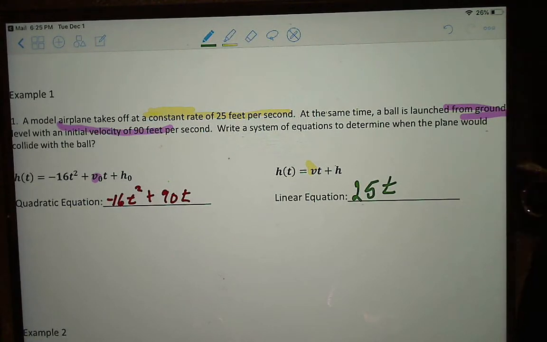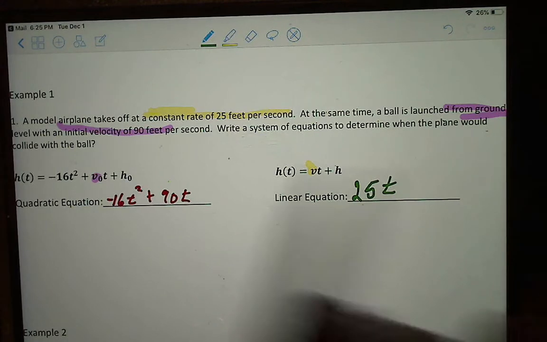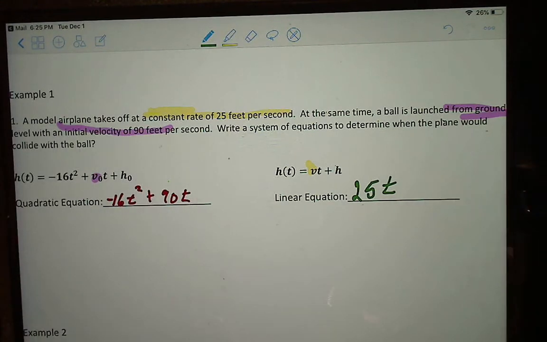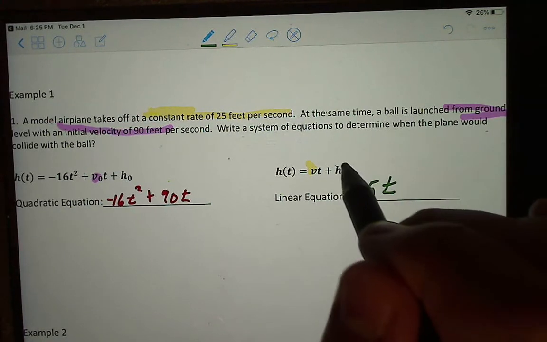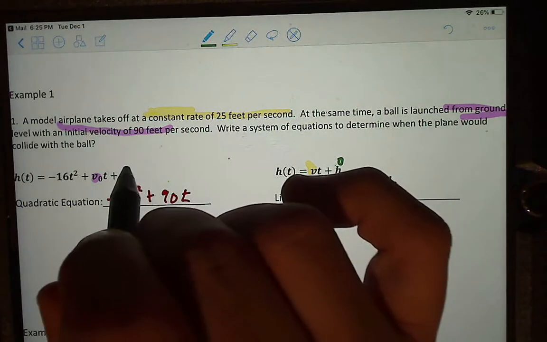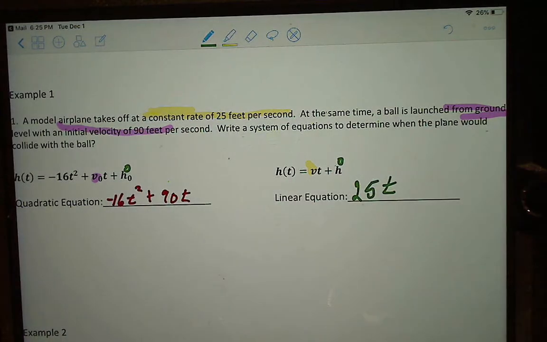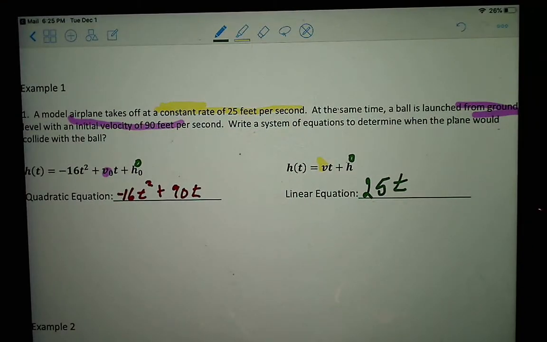And again, it doesn't give you the initial height or the starting height in the case of the plane. So we assume that it's going to start at the ground again, which would be 0. So I'm not going to write the 0 for the h, but it would be 0 here, and it would be a 0 here. So we're not going to actually write those. So now I want to actually solve this.